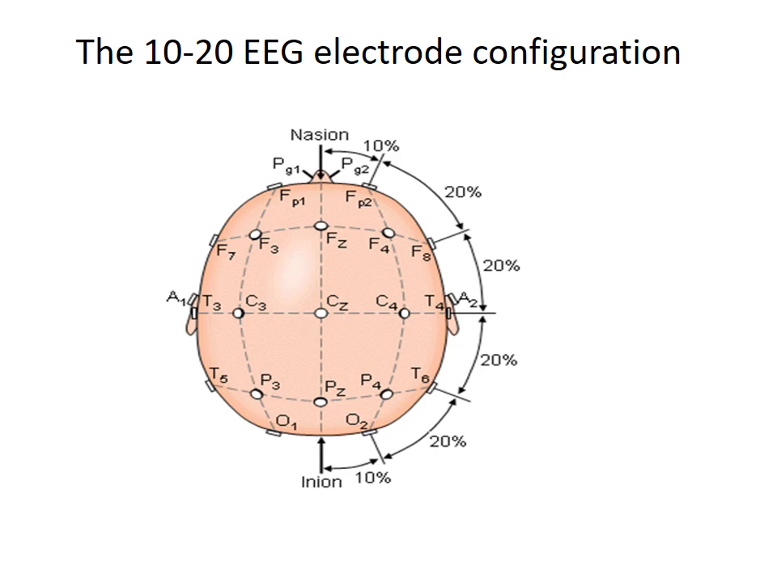The letter F represents the frontal lobe, C represents the central lobe, P represents the parietal lobe and O represents the occipital lobe. Odd numbers represent the electrodes placed on the left-hand side of the brain, even numbers represent the electrodes placed on the right-hand side of the brain, and Z represents the electrodes placed on the midline of the brain. One electrode is also placed as the reference electrode for the measurement.